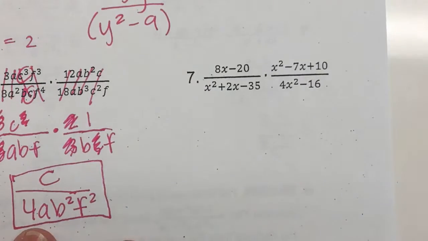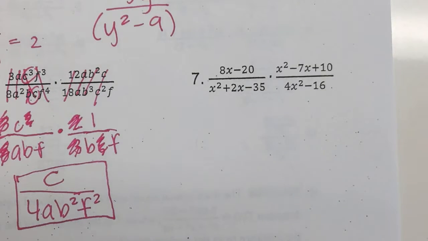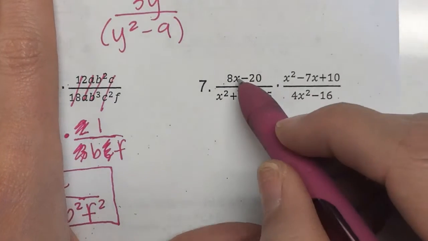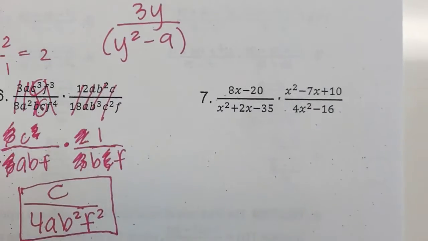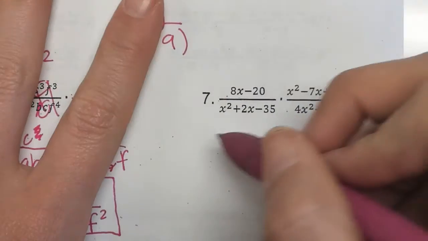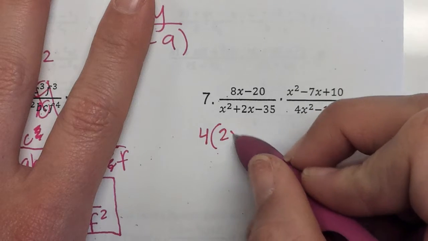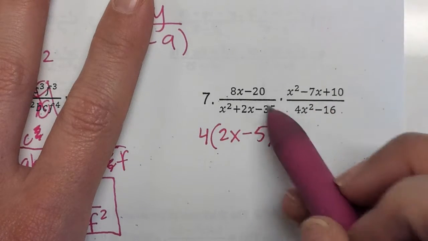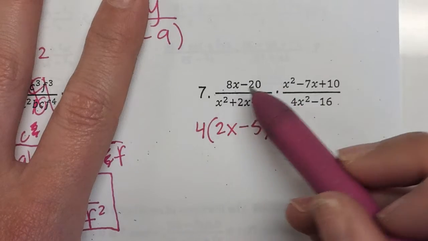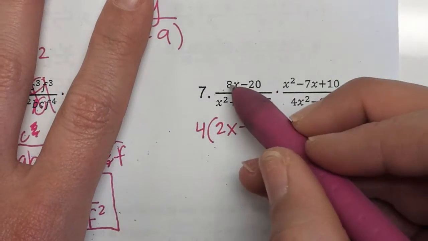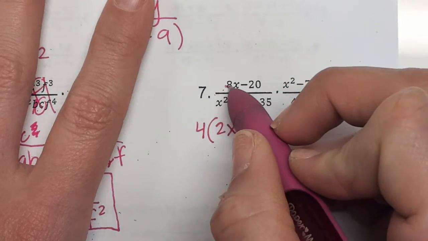Alright, let's start reviewing. Kaylee, how did you factor 8x minus 20? Yes, ma'am. Alright, because they had what in common? 4. Alright, and what would I have if I took 4 out of both of these? 2x minus 5. Good. So even ones that aren't trinomials, guys, if they have something in common, if you can factor it at all, make sure you factor it. So that was 8x minus 20.